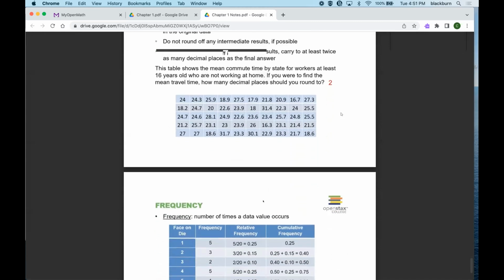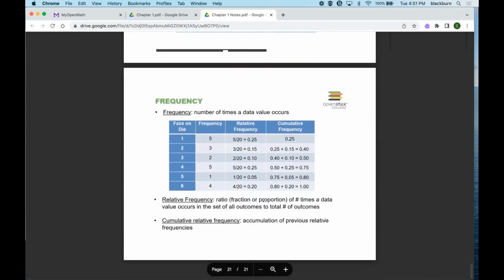And then the last one is a frequency table. So number of times a data value occurs. In this example, they're using rolling a die. So you roll a 1, 2, 3, 4, 5, or 6. And let's see, how many rolls did we do? Say we did 20 rolls. All right. So the face on the die was 1, 5 times. So the relative frequency, we do 5 out of 20. That's 25% or 0.25. Cumulative is we just add up the percentages as we go.